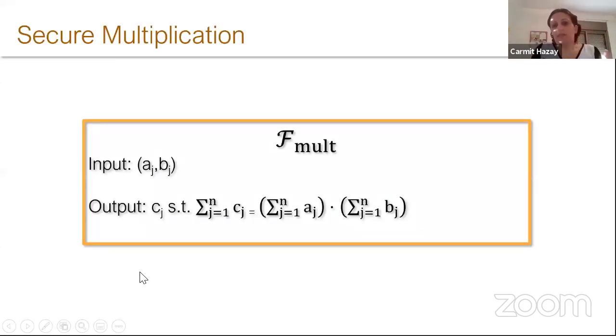So this is a functionality well known in secure computation. Basically, it takes shares of two values, A and B, over some secret sharing algorithm. It could be additive sharing, could be Shamir sharing, and it produces the shares of the product of these values after reconstructing these values.